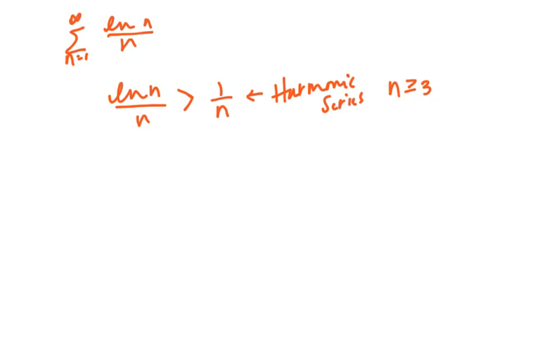And that's true when n is greater than or equal to 3. When n is 1, you actually have 0 over 1, which is smaller. So we're looking at it for n is greater than or equal to 3. So for n equals 1 to infinity, 1 over n is divergent because it's the harmonic series, and we proved it a couple lessons ago. It's a good one to know for your comparison.